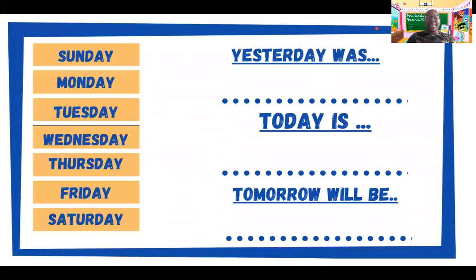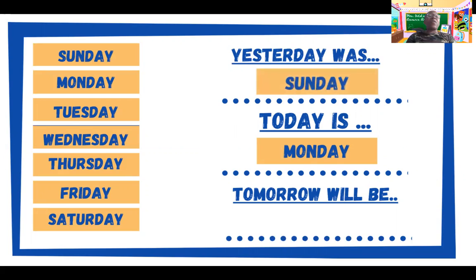What day of the week is it? It is the first school day of the week. So what does that mean? That's right. Today is Monday. Well, if today is Monday, then what was yesterday? If today is Monday, that means that yesterday was Sunday. Well, if yesterday was Sunday and today is Monday, what will tomorrow be? You got it. Tomorrow will be Tuesday.